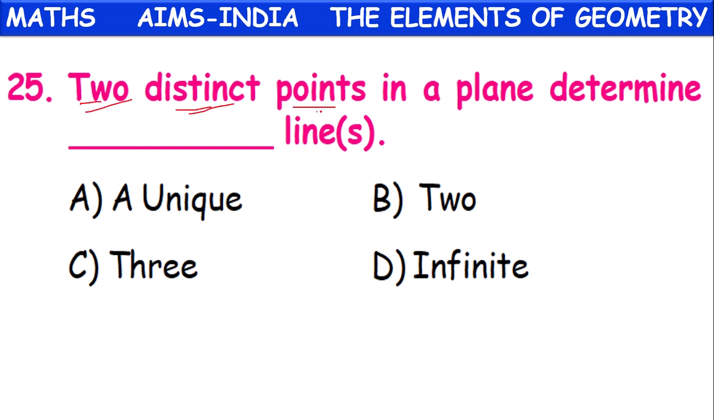Two distinct points in a plane determine dashed lines. If you have two distinct points in a plane, through them we can draw only one line, a unique line.